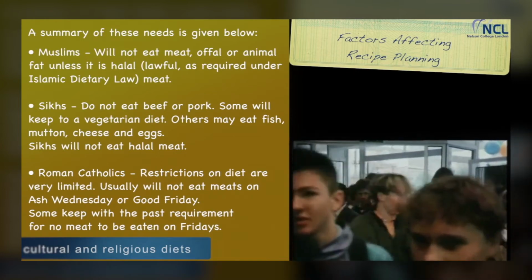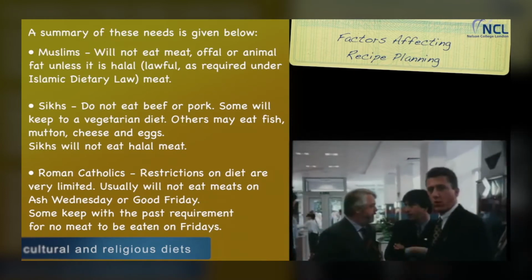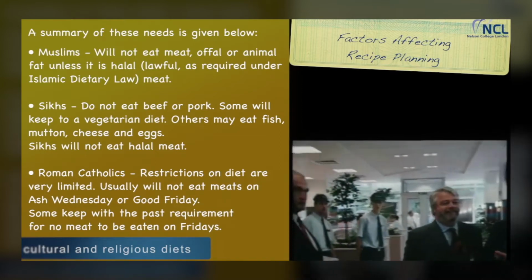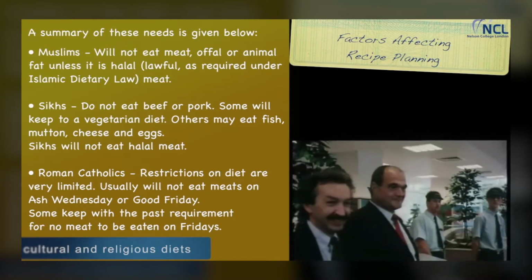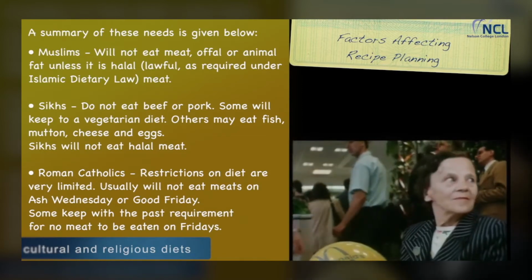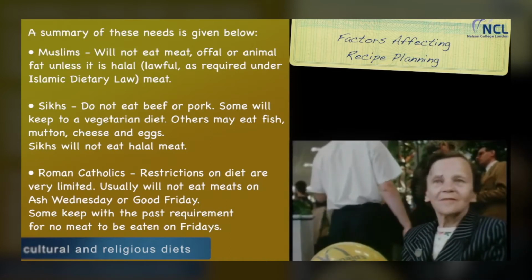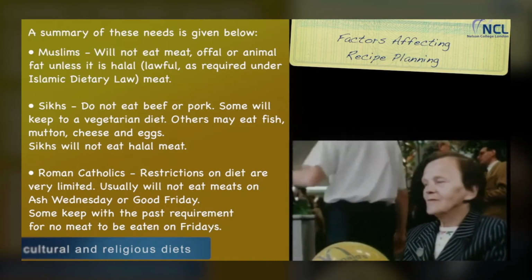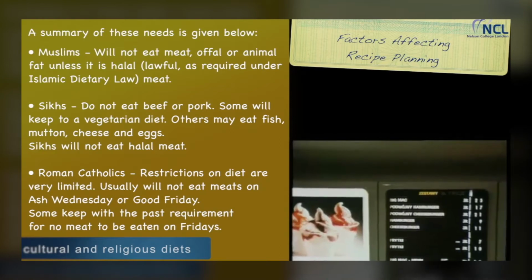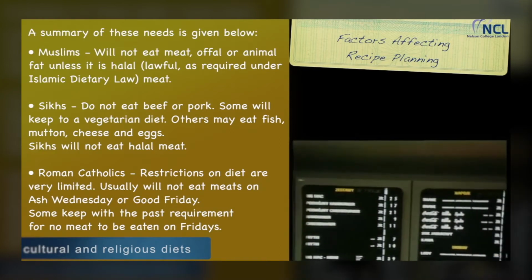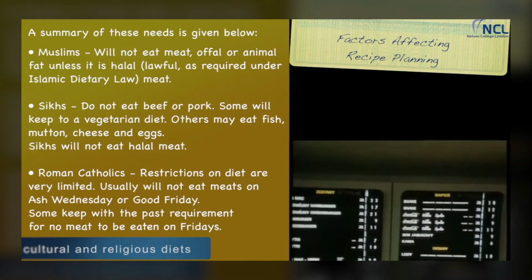Sikhs do not eat beef or pork. Some will keep to a vegetarian diet. Others may eat fish, mutton, cheese, and eggs. Sikhs will not eat halal meat. Restrictions on diets for Roman Catholics are very limited. They usually will not eat meat on Ash Wednesday or Good Friday.